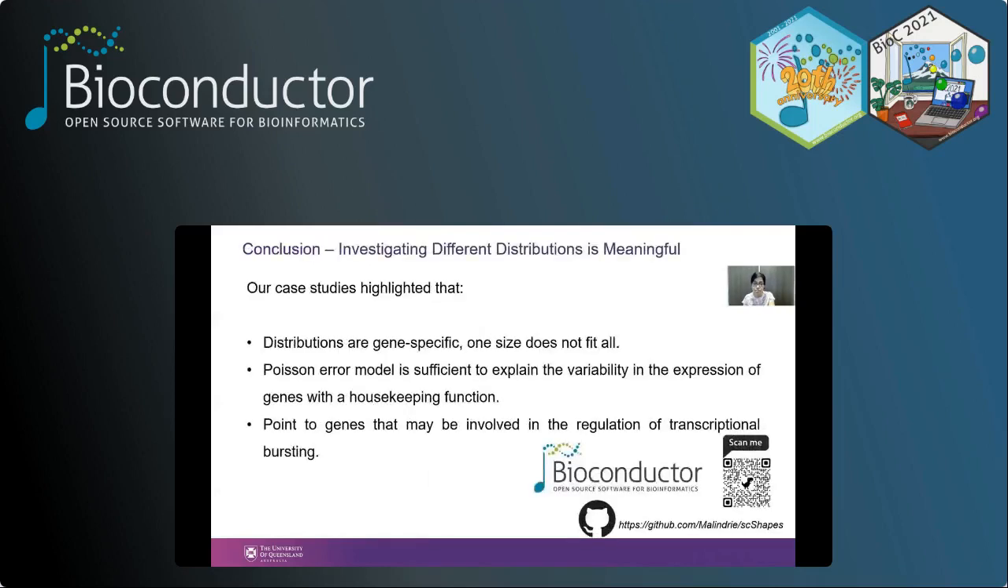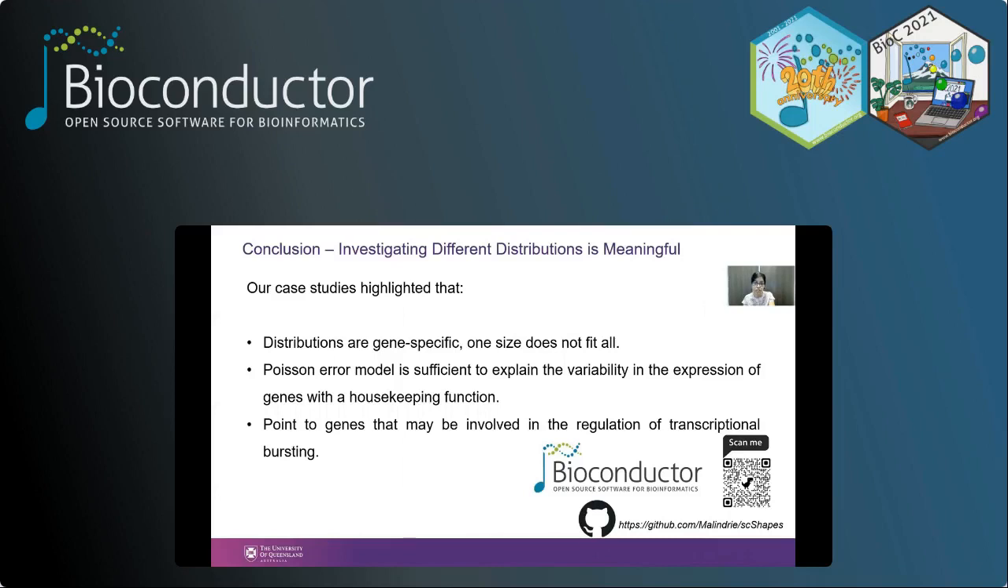In conclusion, our case studies highlight that distributions are gene-specific and one distribution does not fit all. We also found that a Poisson error model is actually sufficient to explain the variability in the expression of genes with a housekeeping function. Our case studies also open questions about the plausible biological mechanisms that may give rise to biological phenomena such as transcriptional bursting.